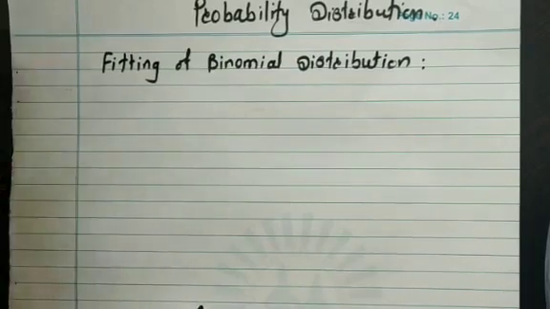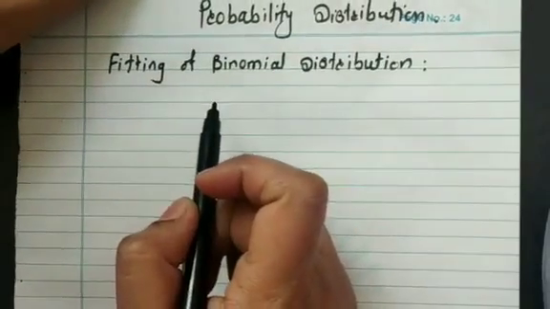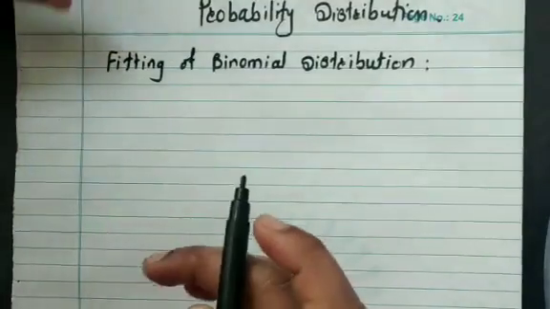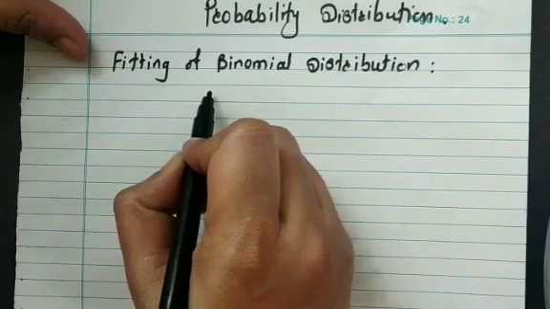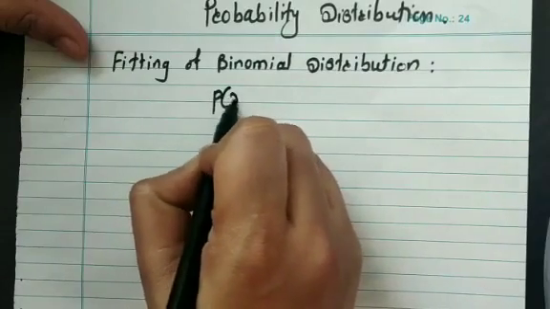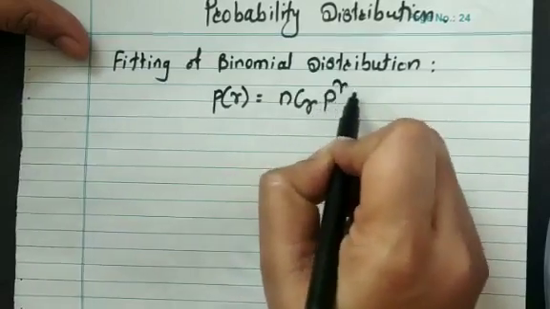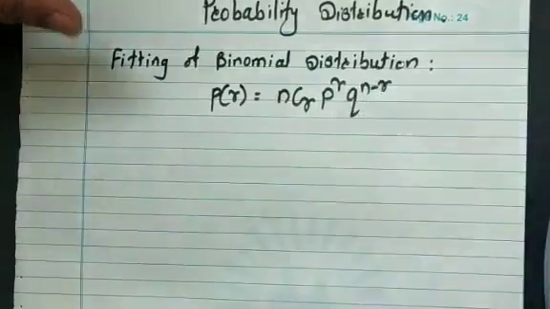Hello friends, our today's topic is fitting a binomial distribution. We already have seen the binomial distribution, and the probability of the same is nCr p raised to r q raised to n minus r.